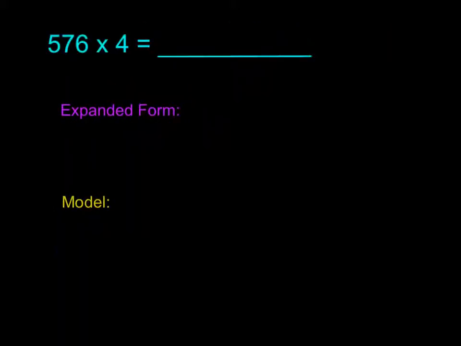On our next slide here, we have a problem. We have 576 times 4, and we're going to try and come up with our product for that, and we're going to do this by using expanded form. So first of all, I'm going to write the expanded form of 576. So taking our number 576 right there, I'm going to write our 500 plus the value of our digit 7 there is 70, plus the value of our 6.